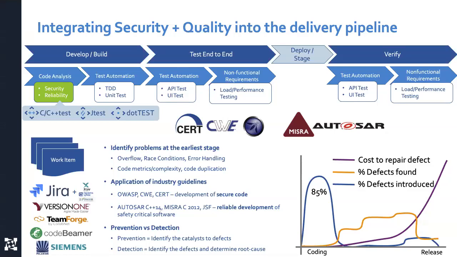So when you're talking about Java development, you're going to be focused on OWASP and CWE probably. When you're focused on C or C++ development, you're going to be focused on CERT from the point of view of security. When we talk about reliability, and I'm talking about embedded devices here, typically you're going to be focused on AutoSAR for C++ or MISRA C for C.